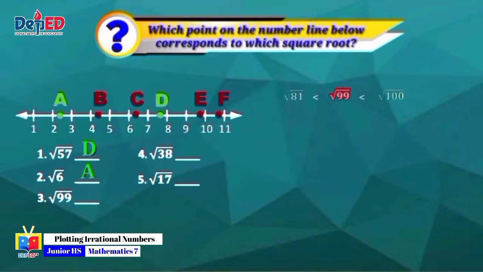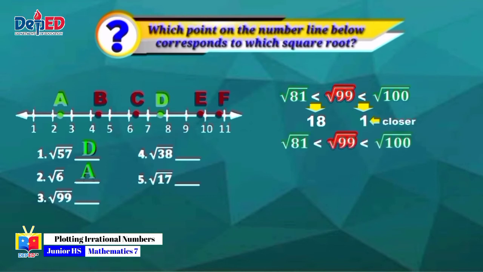Time is up. The square root of 99 lies between square root of 81 and square root of 100. 99 minus 81 is equal to 18. 100 minus 99 is equal to 1. Therefore, the square root of 99 is closer to square root of 100. Square root of 81 is equal to 9, and square root of 100 is equal to 10. Since the square root of 99 is closer to 10, the point must be closer to 10. Locate 9 and 10 on the number line. So, the answer is letter E.